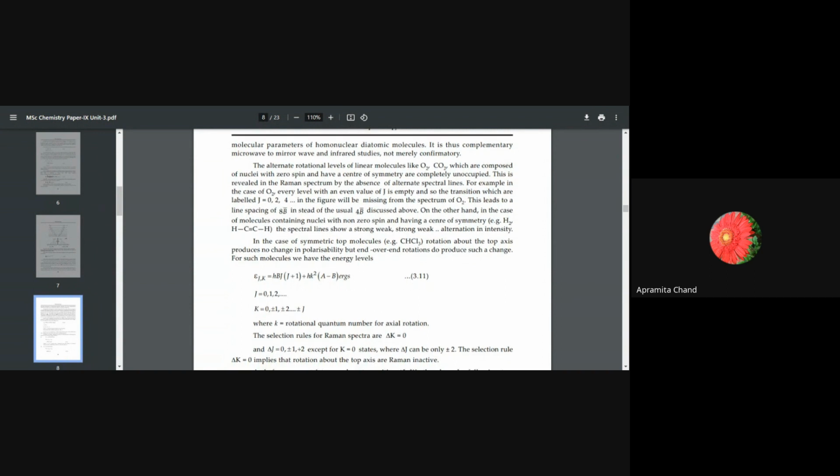But some variation will be seen in linear molecules like oxygen or CO2, because there is a center of symmetry which is completely unoccupied. In the Raman spectra, there will be an absence of alternate spectral lines. In case of oxygen, anything with an even value of J will be empty, so those transitions will be missing from the spectrum. Instead of the spacing of the lines being 4B, the spacing will be 8B.